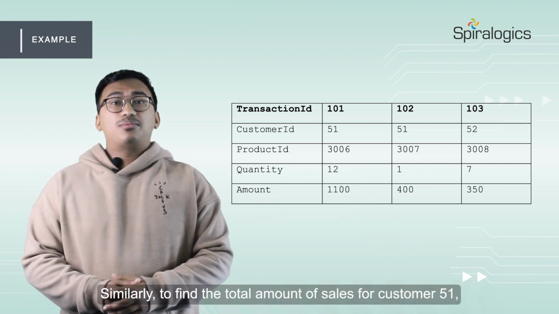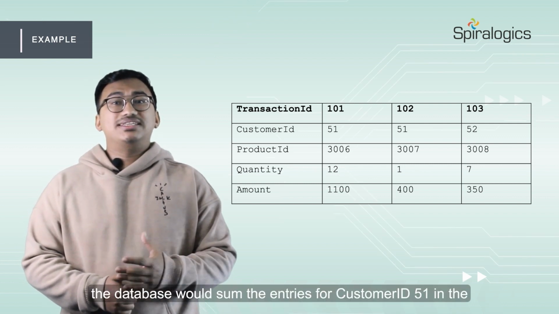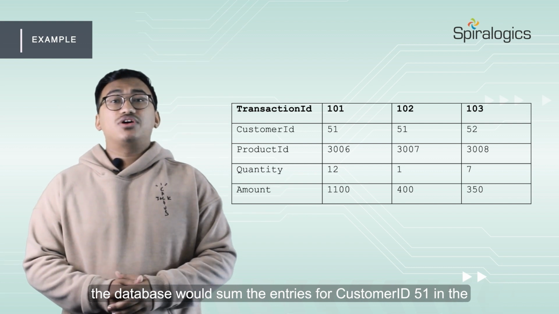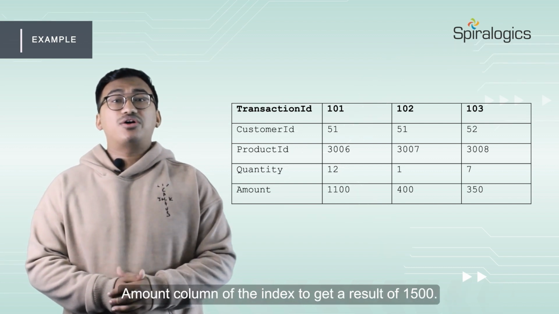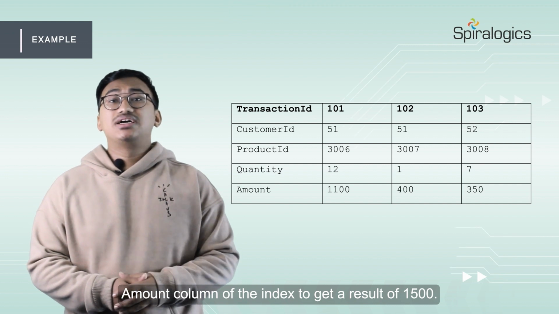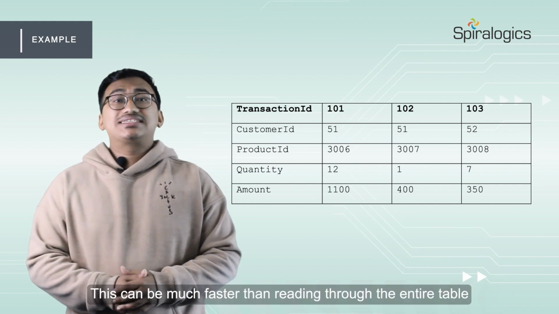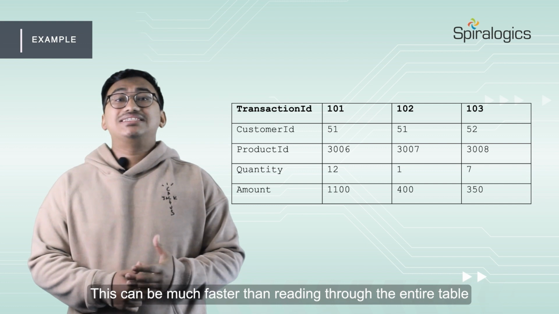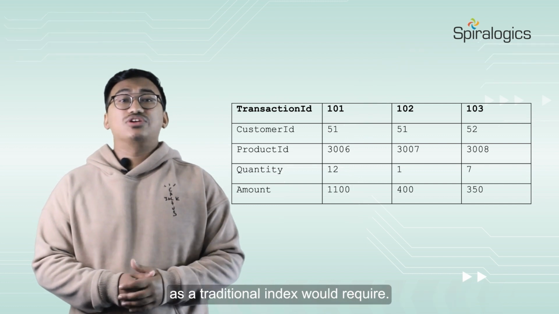Similarly, to find the total amount of sales for customer 51, the database would sum the entries for customer ID 51 in the amount column of the index to get the result of 1500. This can be much faster than reading through the entire table as a traditional index would require.